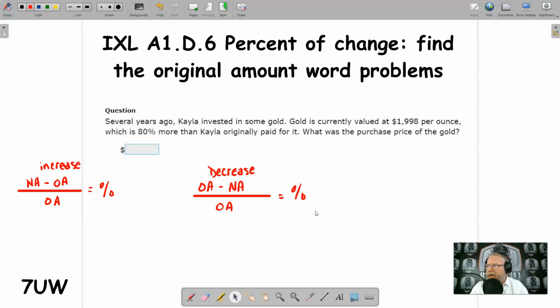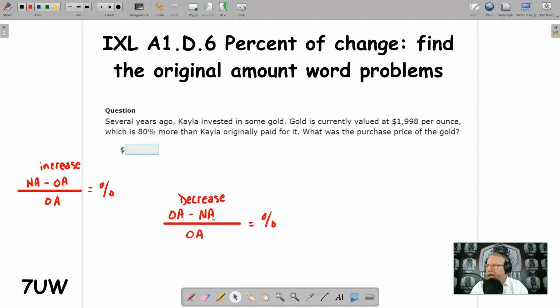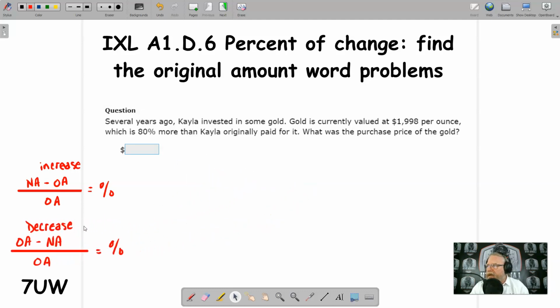So I don't want all that. I just want this part right there. So let's go ahead and group all that together. And then I'll move this over here. So here's our two equations, one for increase, one for decrease. Let's go ahead and apply that to this situation that we have here with Kayla and her gold investment.